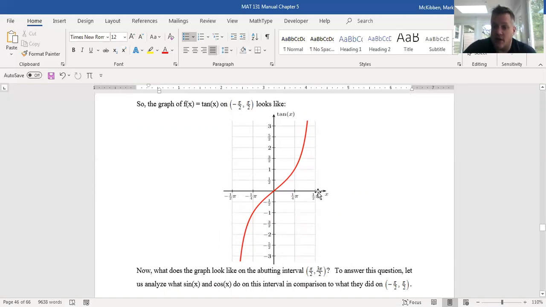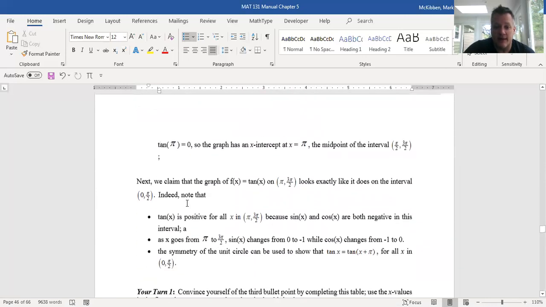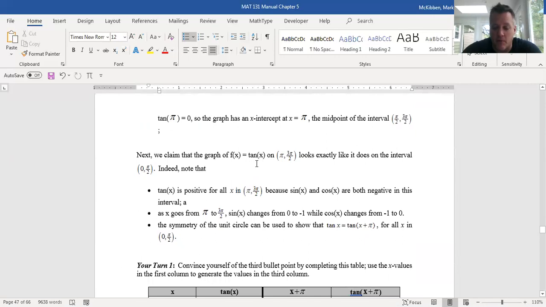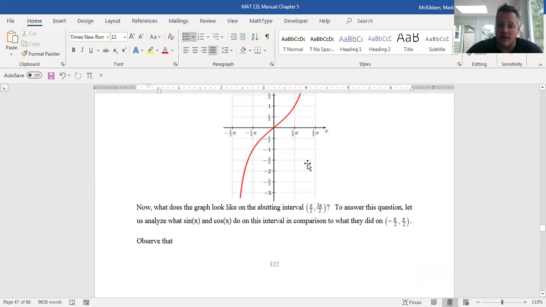So you'd have to look at the interval from pi over 2 to 3 pi over 2 separately, and then also from minus pi over 2 to minus 3 pi over 2 as well. And so I have you doing that down below, right? So in the your turns, I have you doing this sort of thing. So I want you to think about the process exactly the same that we just did, right?